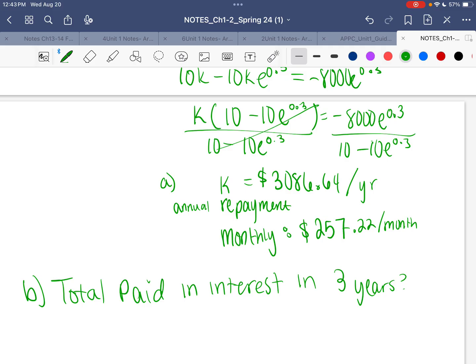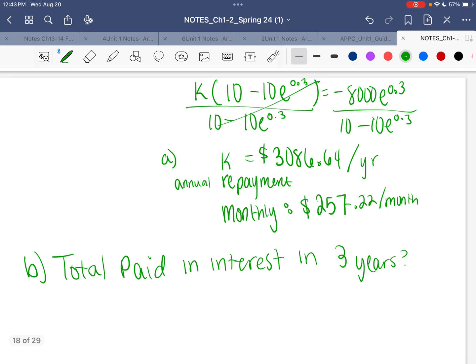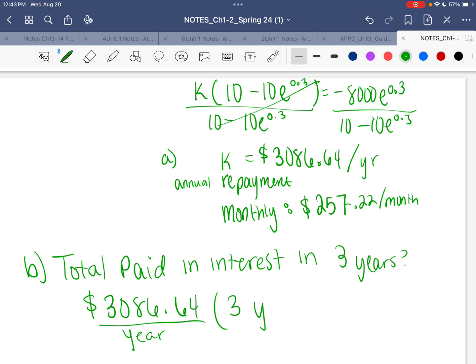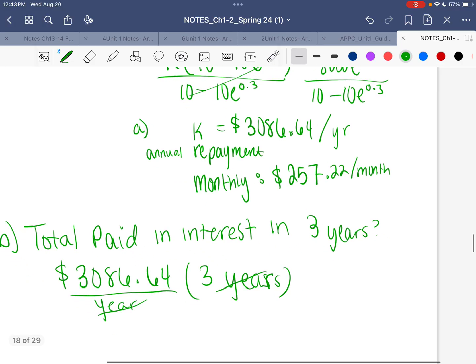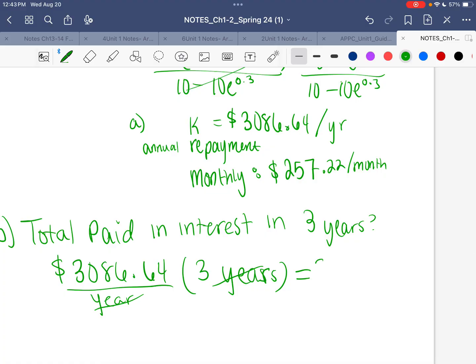Okay, so how much do we pay each month or each year? $3,086.64 each year. That's how much we're paying every year, times 3 years. So 3 times that annual repayment amount, we get $9,259.92. So for this $8,000 loan, we end up paying over 3 years $9,259.